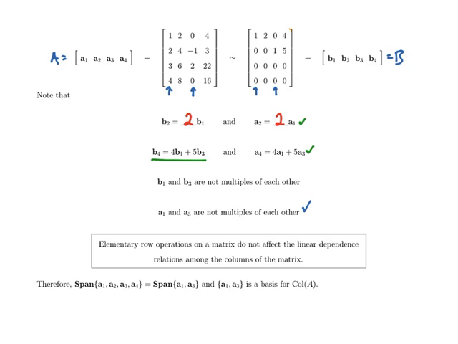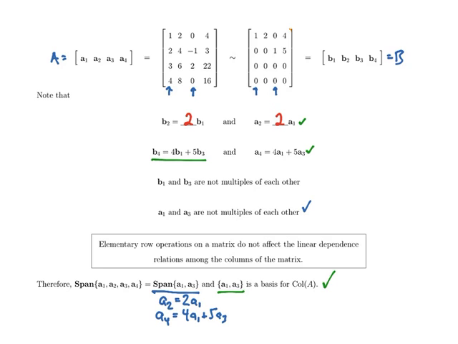And in this case, if we're looking at the span of those vectors, the span of A1, A2, A3, A4 is just going to be equal to the span of A1 and A3 because of those linear dependence relations. Again, that's because A2 is equal to 2A1 and A4 is equal to 4A1 plus 5A3. Because we can write those as a linear combination of other vectors, we can delete them and we still have a spanning set. And those two vectors form a linearly independent set. Therefore, we have a basis for the column space.